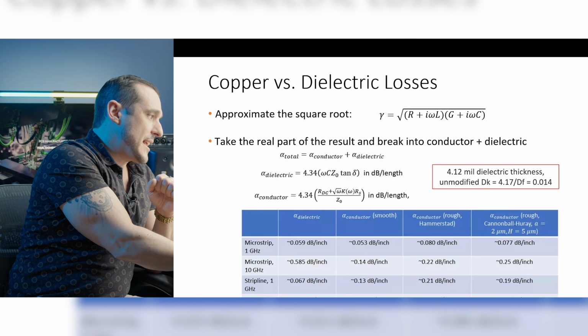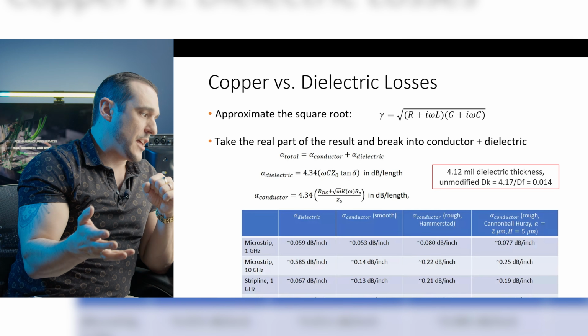So go ahead and take a look at this calculator, play with some of the geometric parameters, and see if you can use the solver tool inside of Microsoft Excel in order to converge to an optimal transmission line design. Next calculator I want to look at is the copper versus dielectric losses.